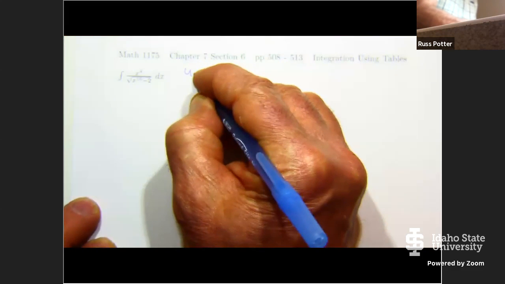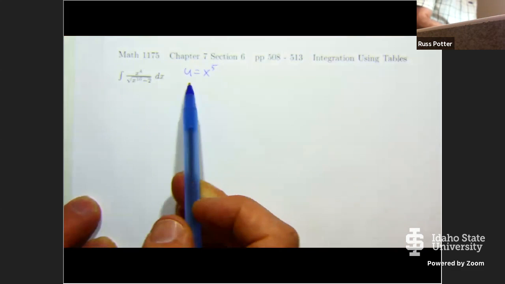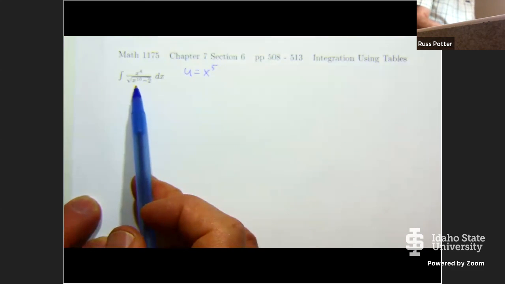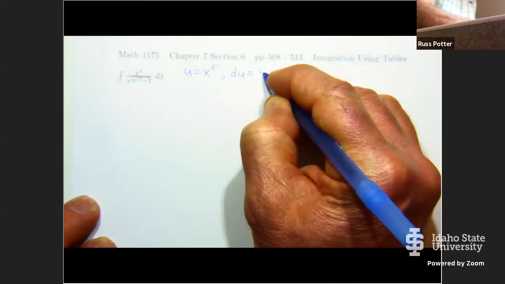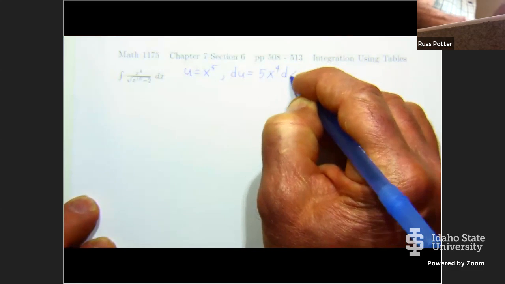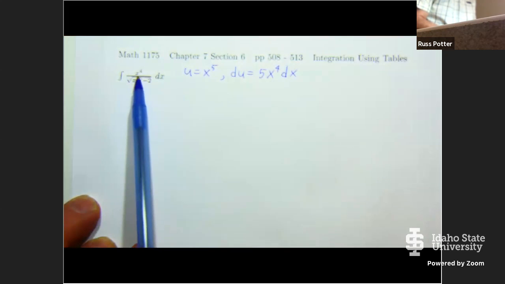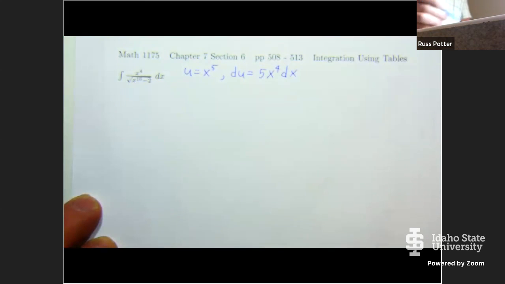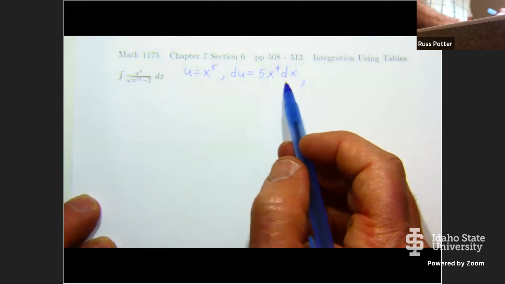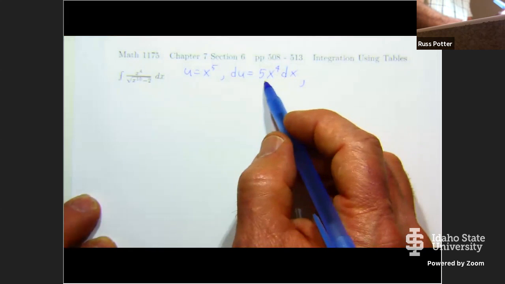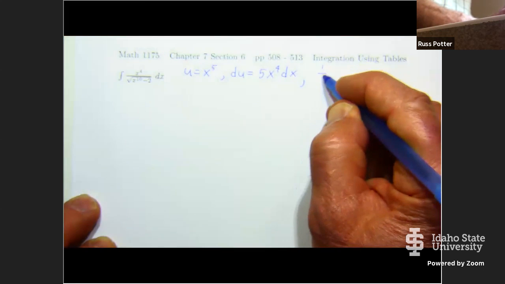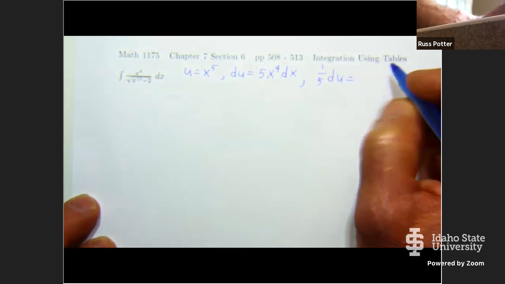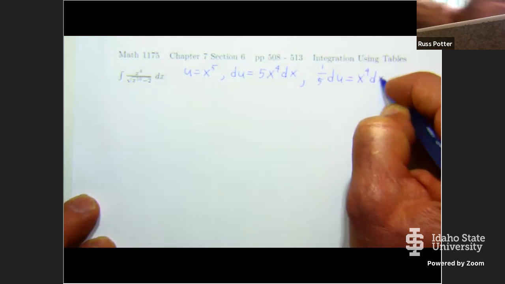So let's assign u to be x to the 5th. So that means u to the 2nd will be x to the 10th. And du is 5x to the 4th dx. And our integrand has x to the 4th dx. So we won't solve for dx this time, we'll solve for x to the 4th dx. So 1/5 du is equal to x to the 4th dx.